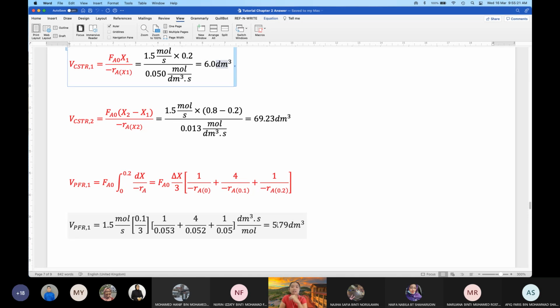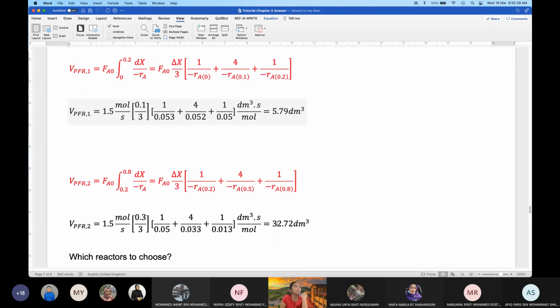Okay, so again, kenapa kecil sangat? Sebab reaktor pertama tu hanya mencapai 20% conversion sahaja, from 0 to 0.2. Smaller conversion, naturally reaktor yang diperlukan pun kecil sahaja. Dia tak payah reaktor yang besar kalau kita hanya nak mencapai small conversion. Okay, done. So we go to the second reactor.